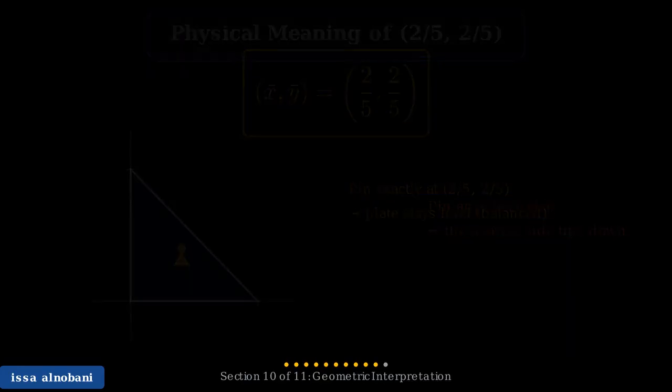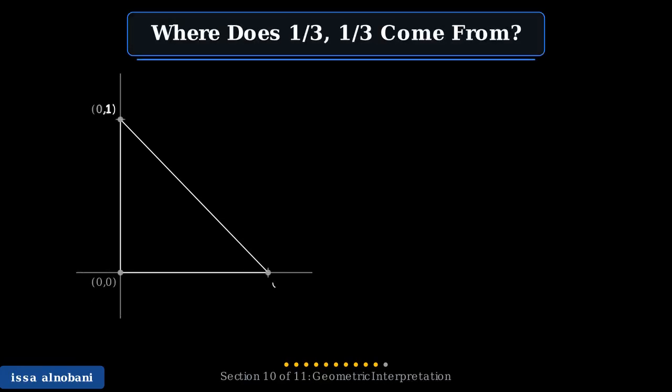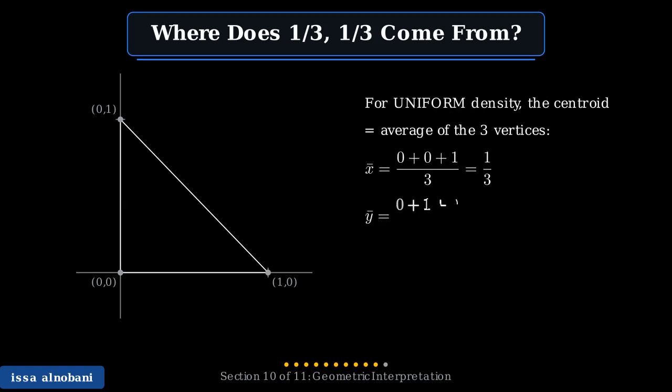Before comparing, let's see exactly where the number 1/3 comes from. For a plate with uniform, constant density, the center of gravity is simply the centroid of the shape, and the centroid of any triangle is just the average of its three vertices. Averaging the x-coordinates, 0, 0, and 1, gives 1/3. Averaging the y-coordinates, 0, 1, and 0, also gives 1/3. So the uniform centroid sits exactly at (1/3, 1/3).